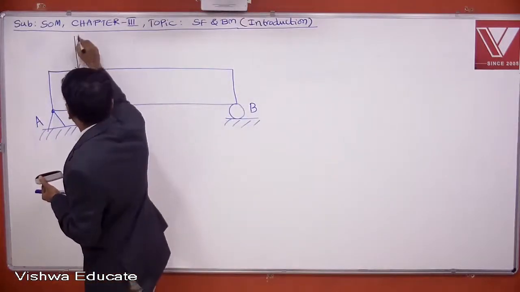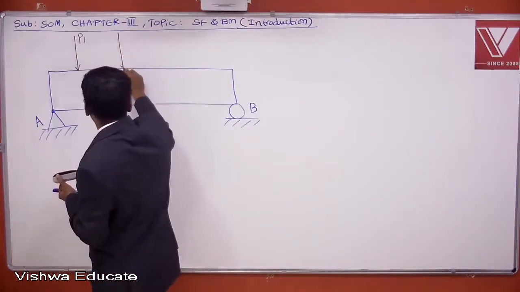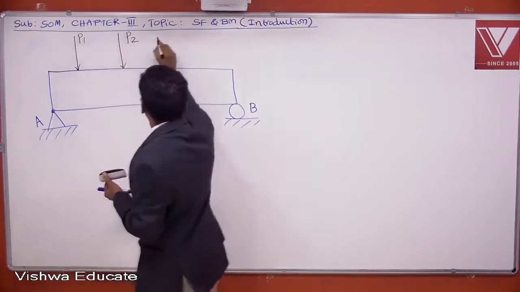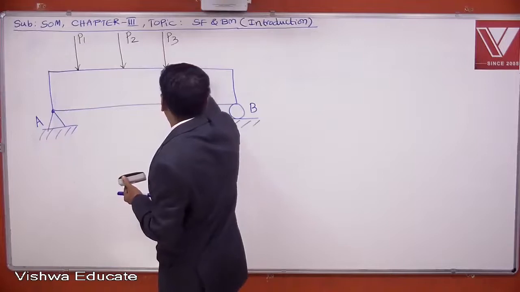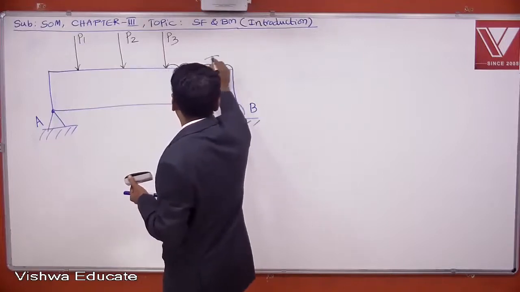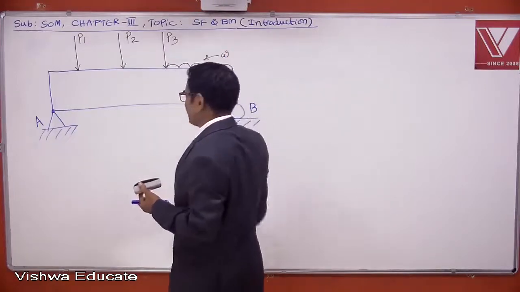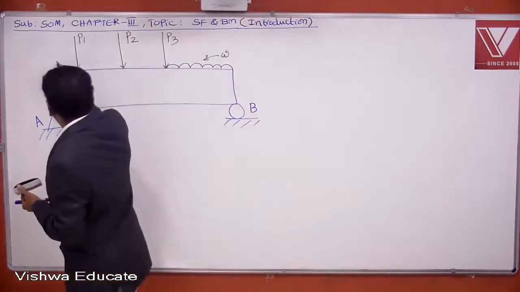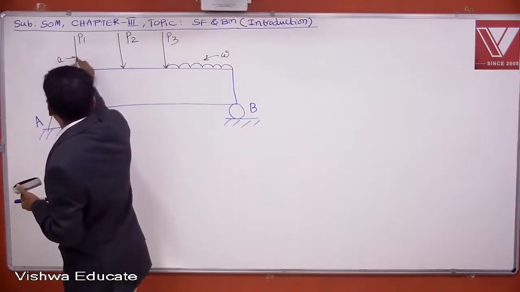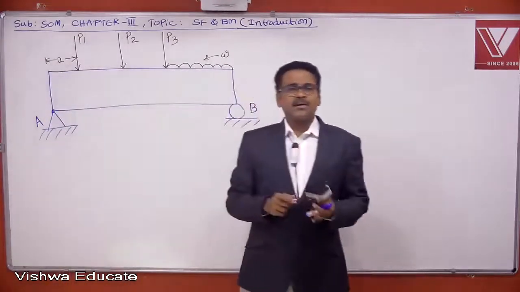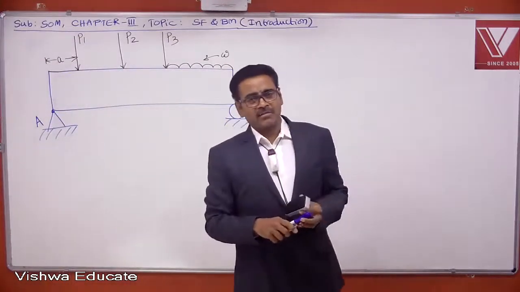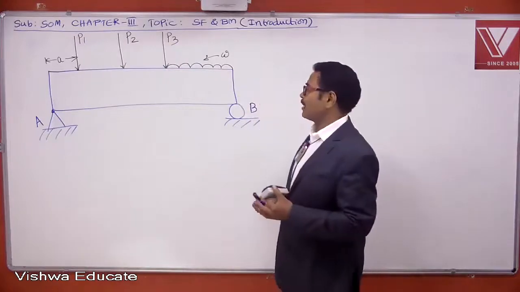Maybe this is P1. And here there shall be another load, maybe P2. Here there shall be another load, maybe I may call this P3. And it may even carry some UDL. The intensity of UDL is W. And the distance between end A and point load P1 is A. Roughly, I have drawn a simple beam for explaining what is shear force, what is bending moment, right?